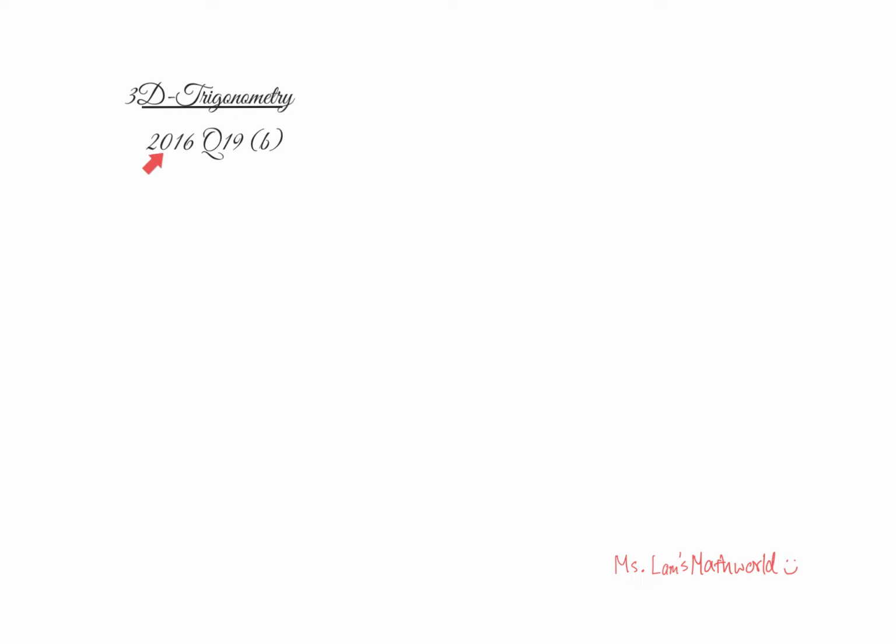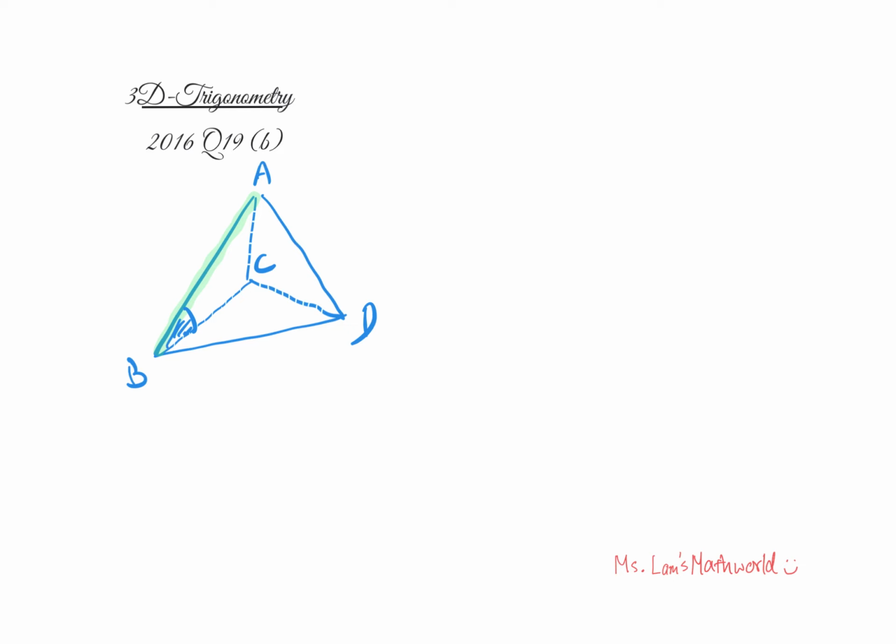Today we are going to discuss how to satisfy the conditions to answer the 2016 question 19b correctly. So the question asks whether we can find the angle, this angle ABC, which is the angle in between AB and the plane BCD. And to do so, we need to satisfy two conditions.